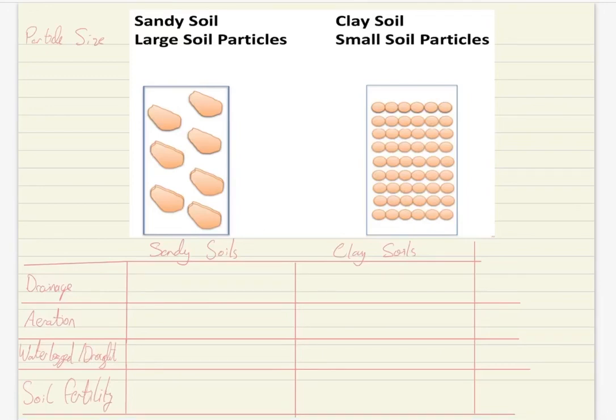Right guys, so today we're looking at the differences between our sandy soils and our clay soils.